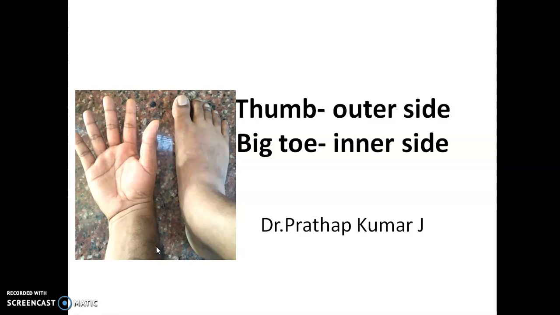Ever wondered why the thumb is on the outer side of your hand and the big toe is on the inner side of your feet? Just see once, see your palm, see where is the thumb? It's on the outer side, right, or the lateral side. See your foot, where is the big toe or the great toe? It is on the inner side or the medial side. Ever wondered why it is so? Let's see in this short and sweet video.